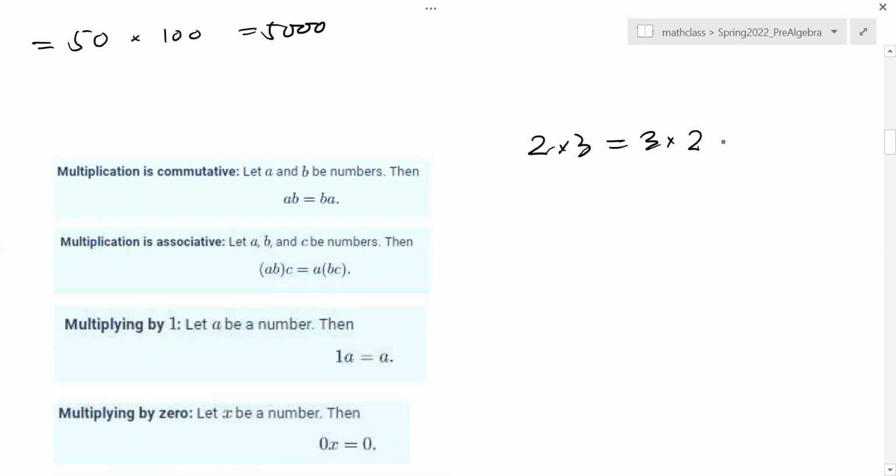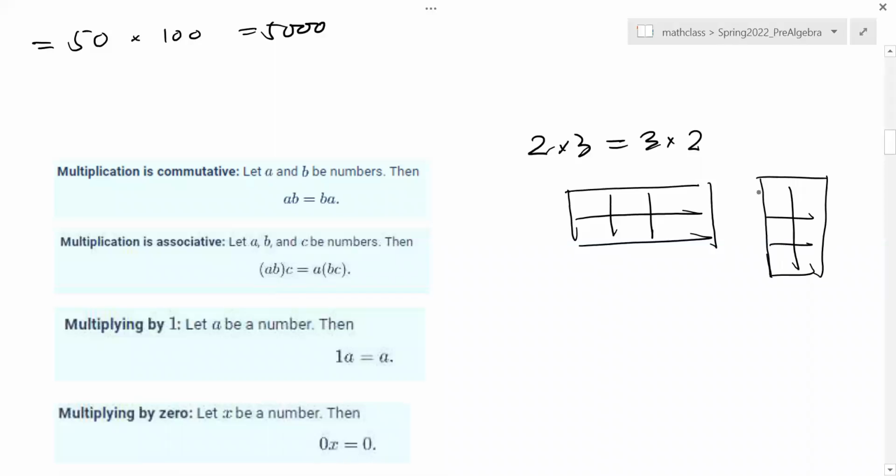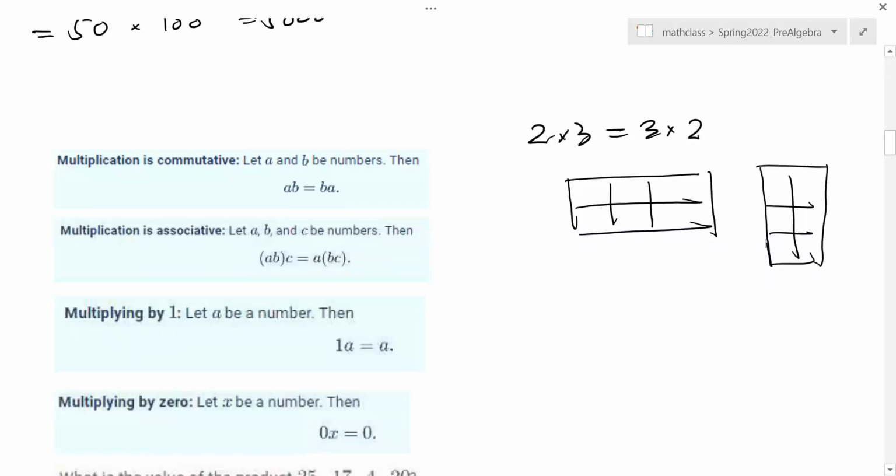The geometric meaning of the product is, think about this picture. You have 2 rows, 3 columns. So 2 times 3 literally tells you how many squares there are inside this rectangle. One side is 2, the other side is 3. But 3 times 2 means this: 3 rows, 2 columns. Obviously they're equal in size, you just rotate this rectangle to get the other one. So no big difference. And another rule is called the associative rule for multiplication.